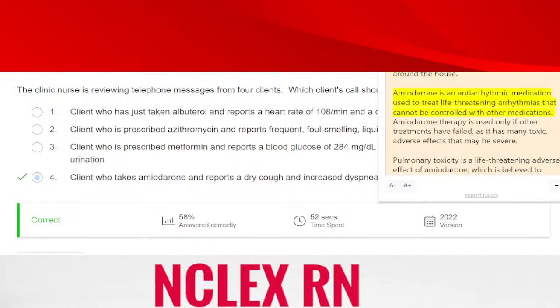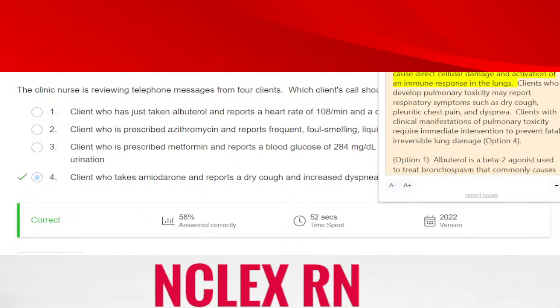Amiodarone is an antiarrhythmic medication used to treat life-threatening arrhythmias that cannot be controlled with other medications. Amiodarone therapy is used only if other treatments have failed, as it has many toxic adverse effects that may be severe. Pulmonary toxicity is a life-threatening adverse effect of amiodarone, which is believed to cause direct cellular damage and activation of an immune response in the lungs. Clients who develop pulmonary toxicity may report respiratory symptoms such as dry cough, pleuritic chest pain, and dyspnea. Clients with clinical manifestations of pulmonary toxicity require immediate intervention to prevent fatal, irreversible lung damage, option 4.